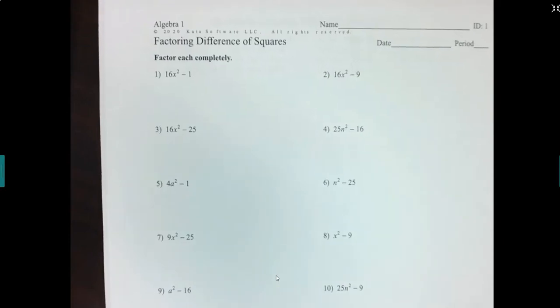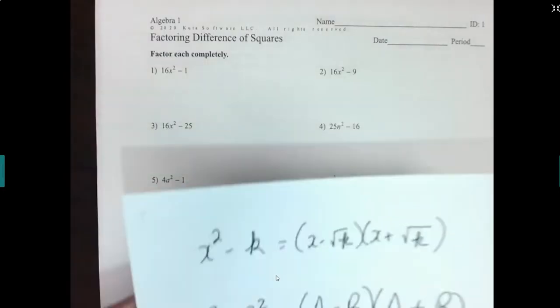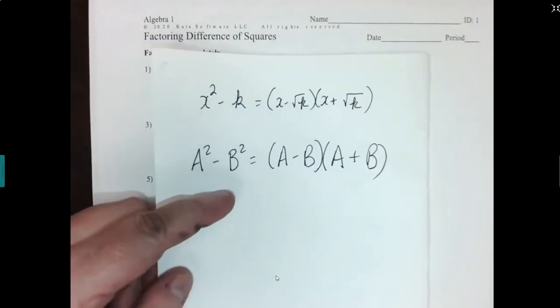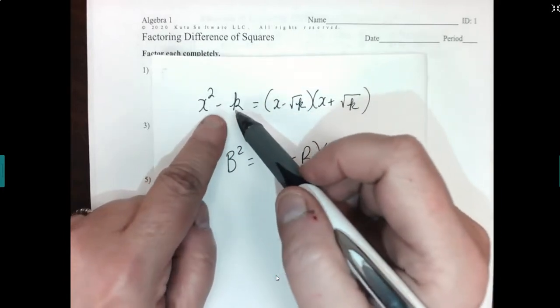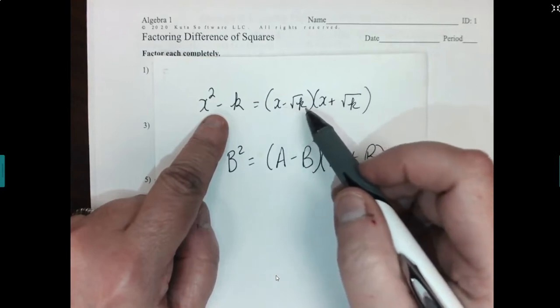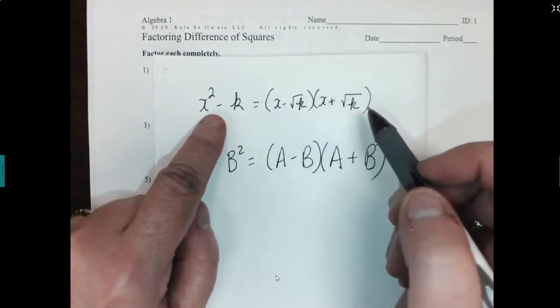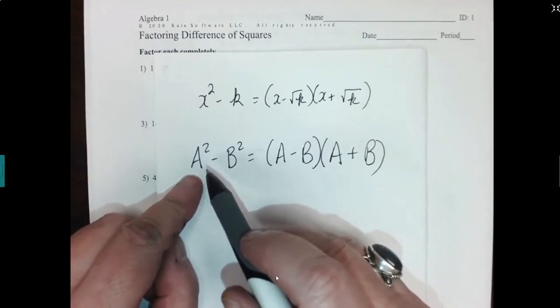Okay, in this video we're going to be looking at factoring differences of squares, and two formulas that we'll need that are shown in the help sheets. Here, if k is a positive number and you have x squared minus k, that will always factor as x minus the square root of k times x plus the square root of k.